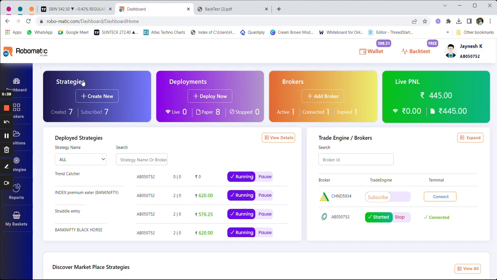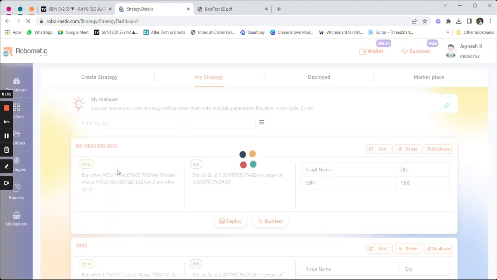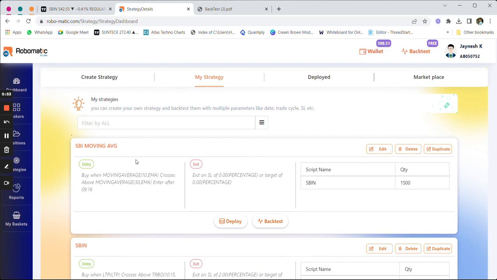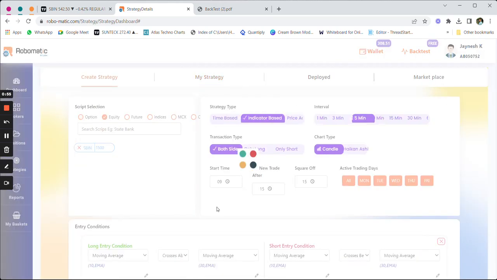So I have created a strategy on my own, that is the moving average strategy in SBI stock. This strategy should only be traded in the stock that we have backtested it on. So now I will show you the simple moving average crossover strategy in SBI.